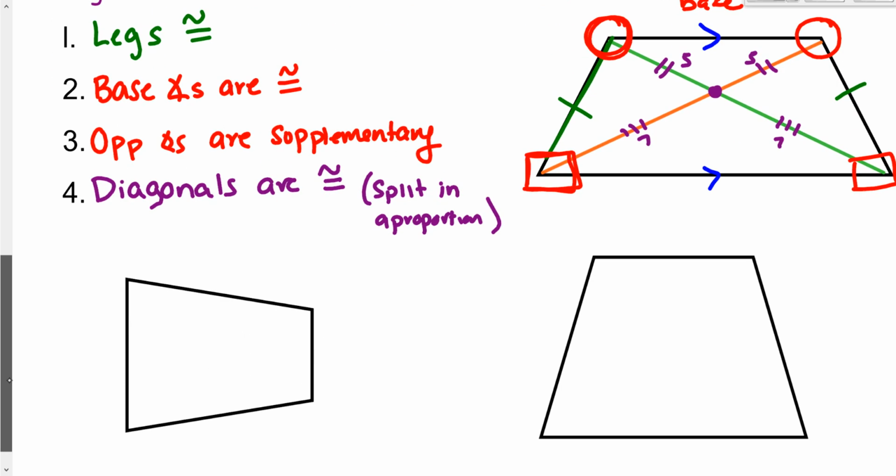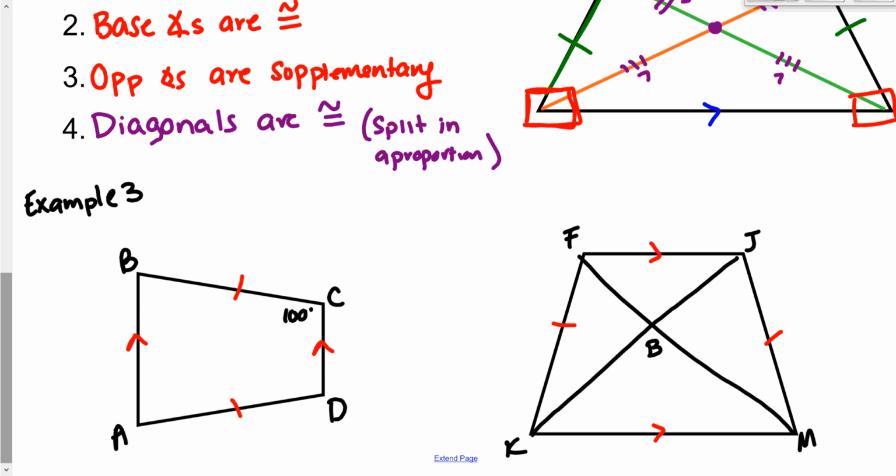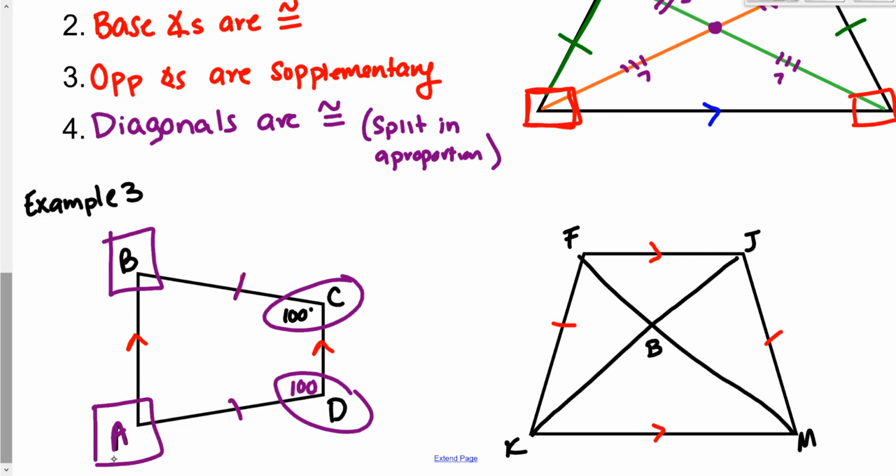Okay, so moving on to some of the questions. Okay, so for example number 3, we're given a trapezoid. You are finding the measure of each angle. So the first thing that it's asking me for is, what is the measure of angle A? Okay, well, we know this is an isosceles trapezoid because those leg angles are congruent, which means angle C is 100 and angle D is 100. We then know that their opposite angles are going to be supplementary to each other. So 180 minus 100 is equal to 80 degrees. So angle A and angle B are 80 degrees.